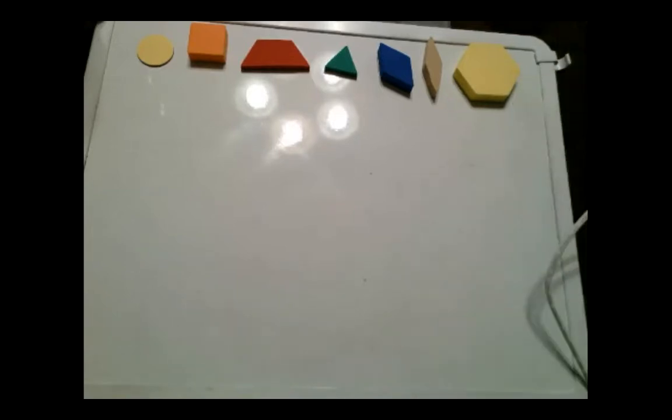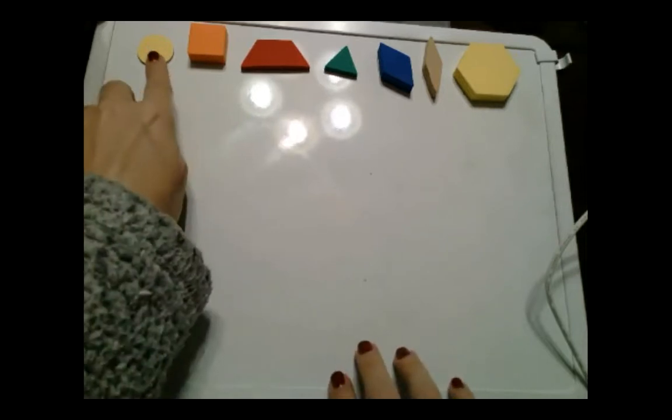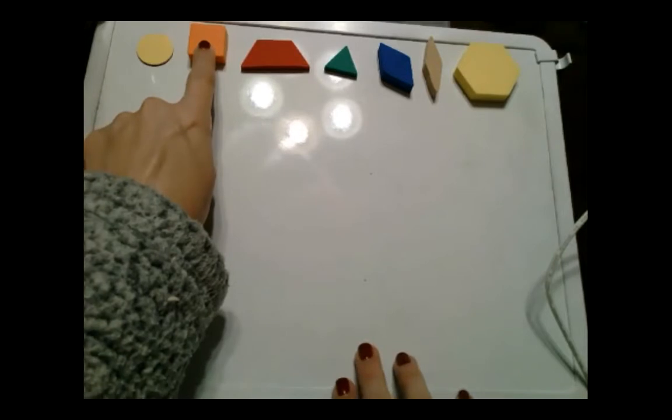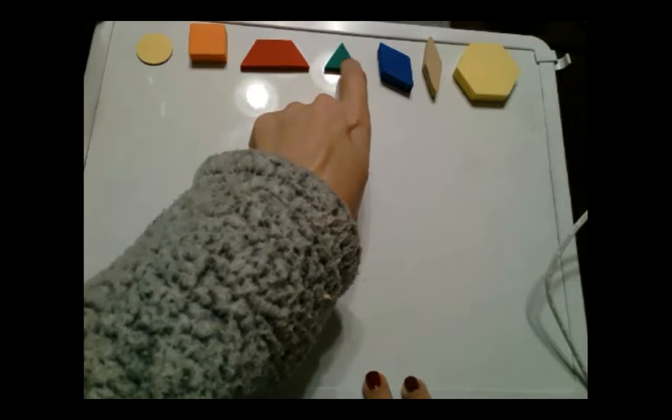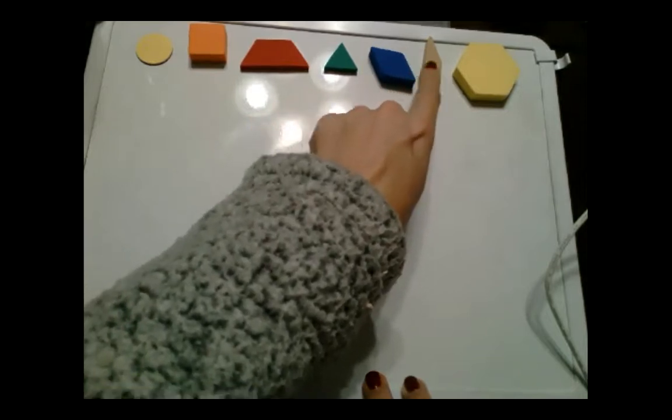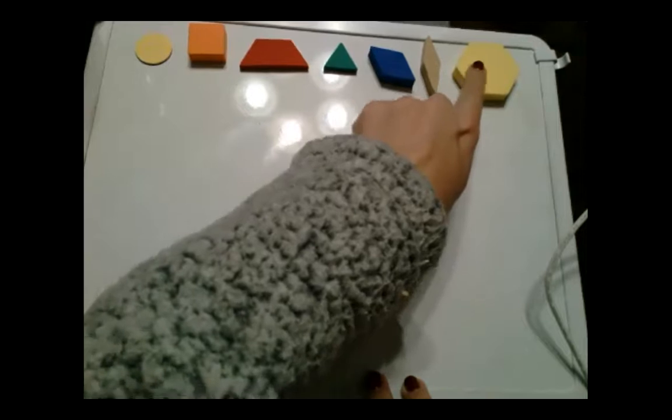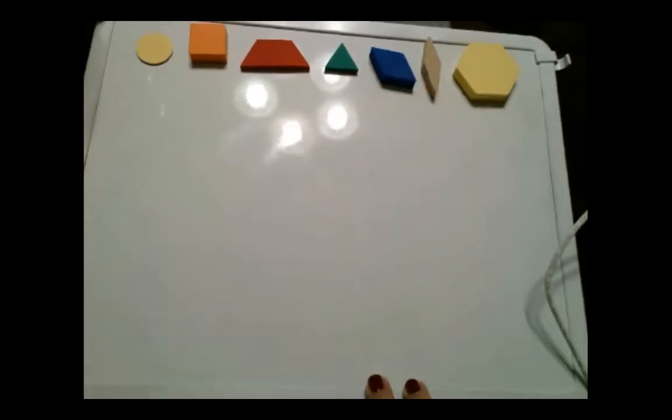So we have a couple of two-dimensional shapes here. I see a circle, a square, a trapezoid, a triangle, a rhombus, a skinny rhombus, and a hexagon. We are going to practice showing some of those shapes. We're going to play a little game. I'm going to say the shape, and I'm going to see if you can draw that shape on your paper or your board. Are you ready?